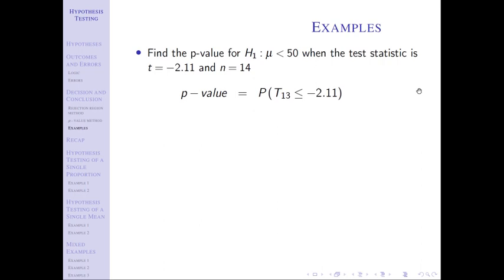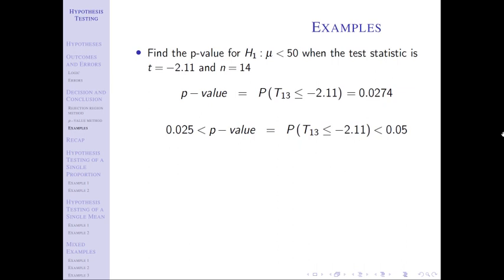So if you type this into Excel, you'll get the answer 0.0274. However, if you use a T table, all you can do is say that the p-value is between 0.025 and 0.05. And how did I get that? I first said if I have 13 degrees of freedom, I'm going to look at the row of 13 degrees of freedom. I'm going to ignore everything else because nothing else matters. That's the only row that matters. And what I'm going to do is see where the value in question, negative 2.11, would fall in that row.